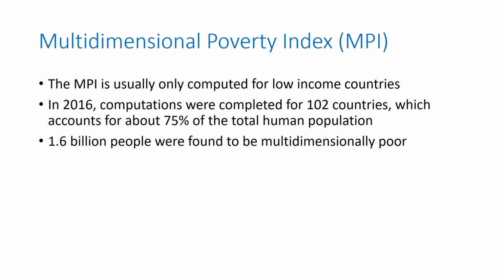So the MPI is only computed for low-income countries, at least so far. In 2016, they had computed measurements for 102 countries, and that accounts for about 75% of the total globe. And we found that about 1.6 billion people are found to be poor based upon this measurement. It's a lot of people, but it's less people than it probably would have been 10, 20, and 30 years ago, because the world is becoming wealthier in many ways.